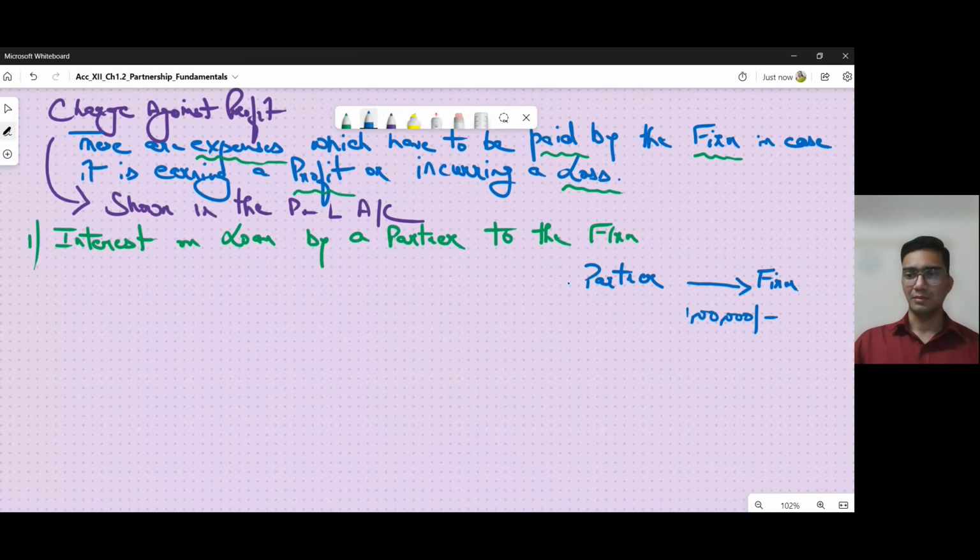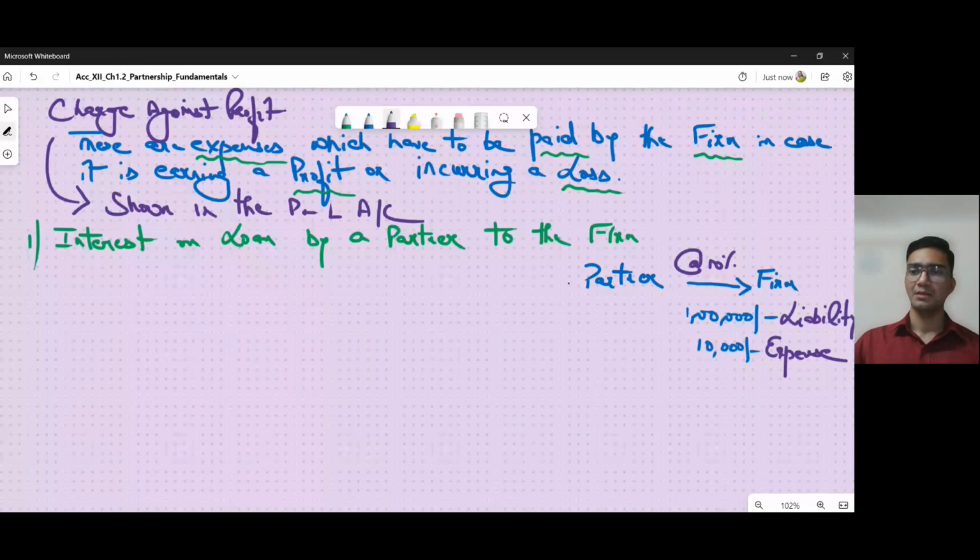Now, when it's taking money from this partner, it also has to pay back interest on this loan. So right now, before we talk about the interest, when it has taken a loan of 1 lakh rupees, what is it creating for itself? It's creating a liability. Suppose we have taken this loan at the rate of 10%. So how much is 10% of 1 lakh? 10,000. So 10,000 over here is going to be the expense.